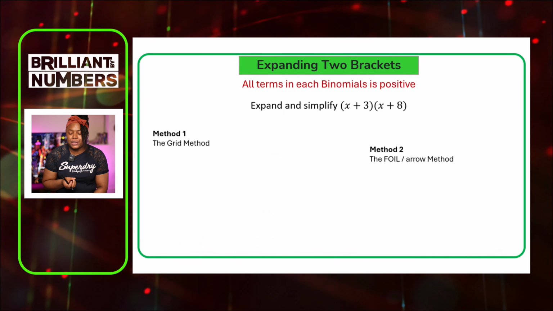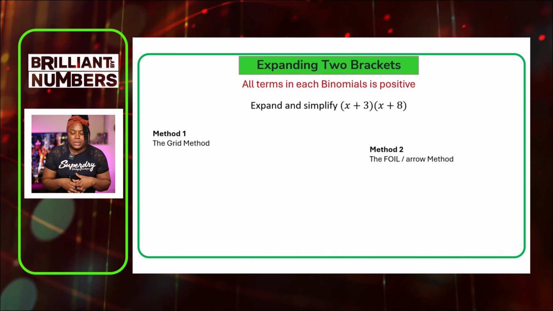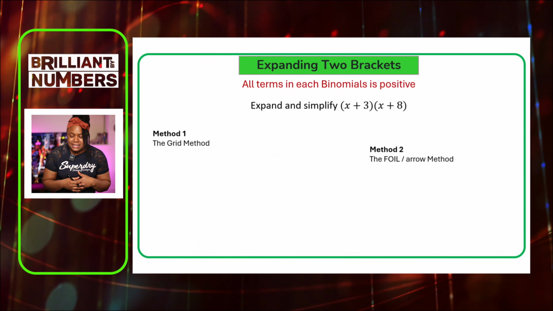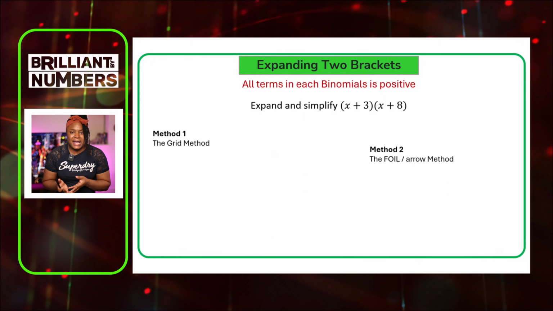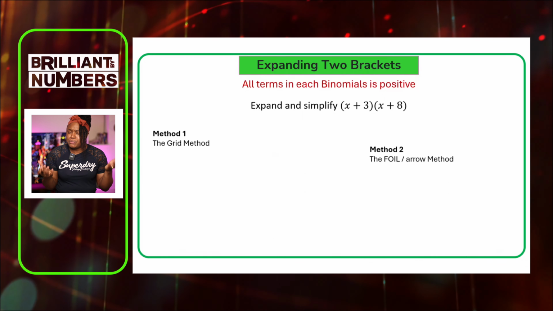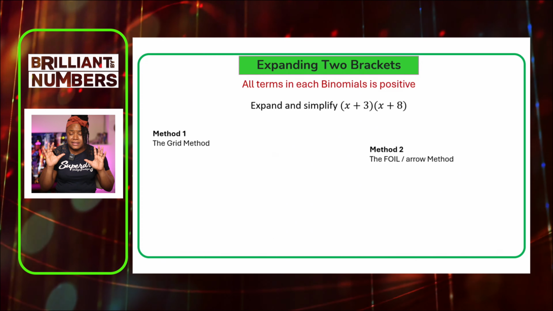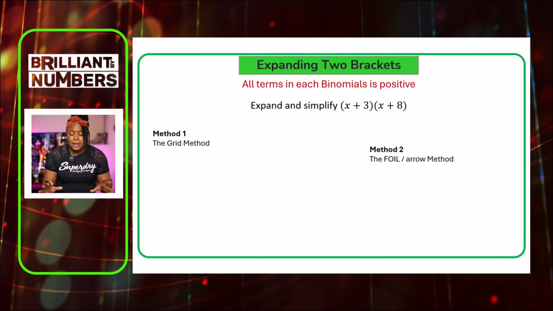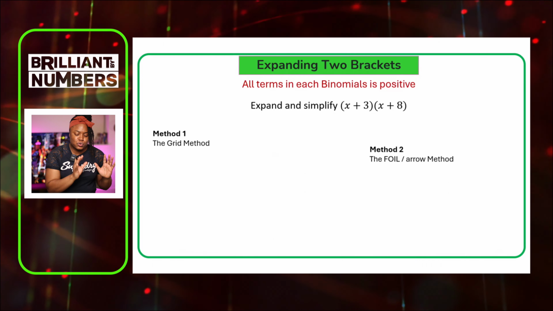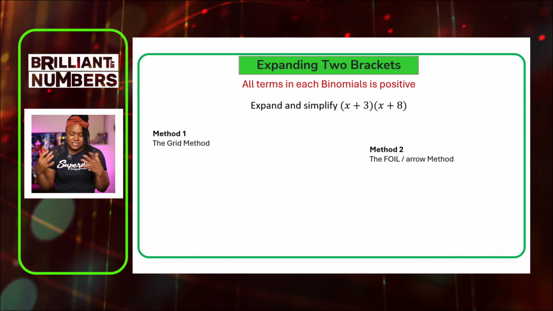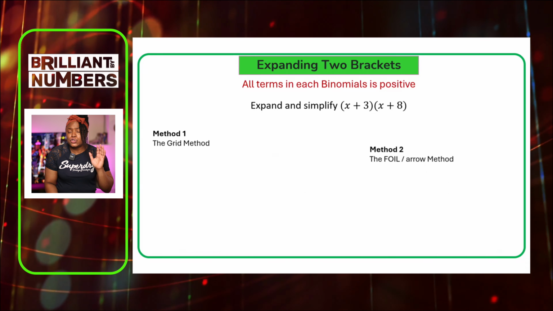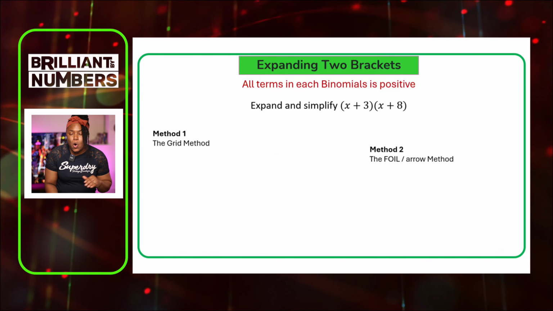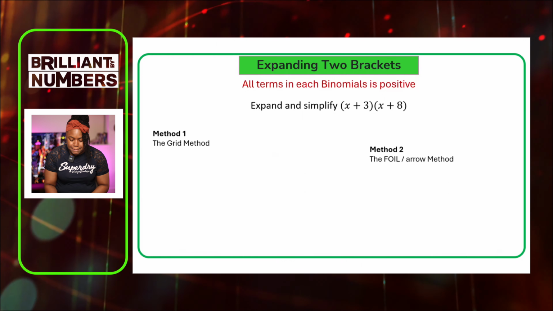In this example, all the terms in each binomial are positive. We are asked here to expand and simplify. In one bracket we've got x plus 3, and in the other bracket we've got x plus 8. There are two methods that we could use. I'm going to show you in this first example both methods, but in the second example I'm just going to choose one method. In the third I'll do the other, just to revise that rather than doing them all in one question. So we can use the grid method or the FOIL or arrow method.